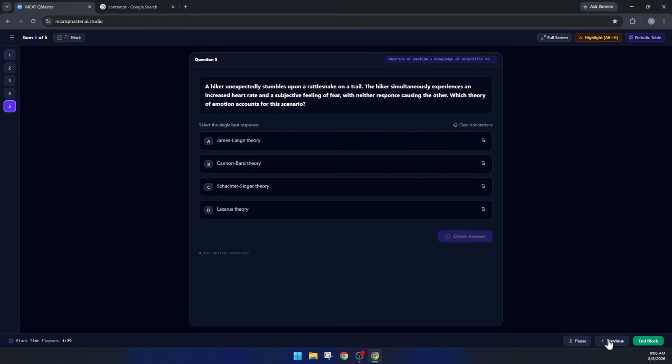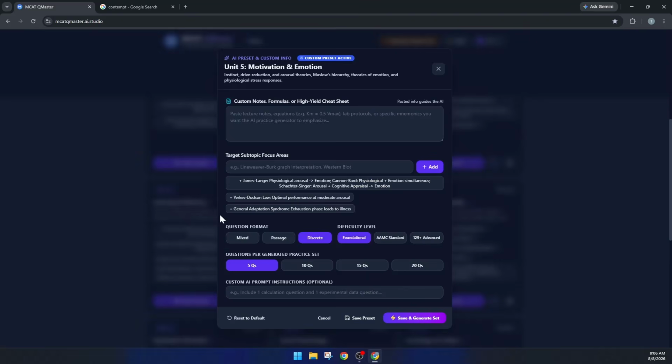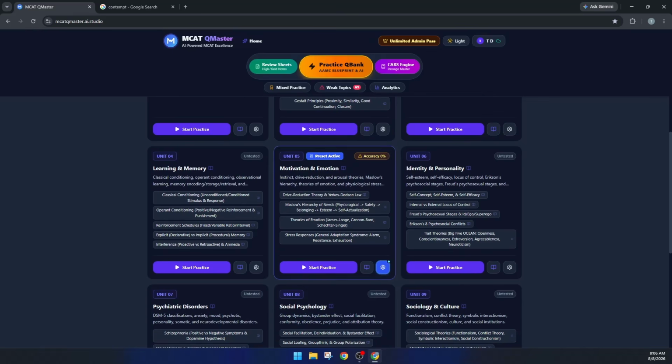And the reason why you only see these questions and not big passages, and why I recommend people do discrete questions and not passage-like questions: if you go into your settings, you can also do long passages, which are more like your traditional exam style. I recommend not doing that as a beginner. It's going to be too long for you to study that way.